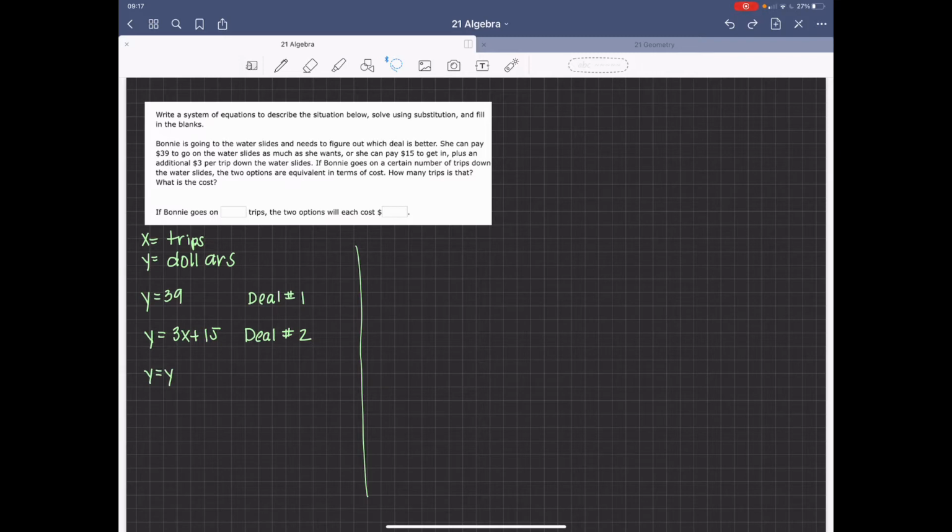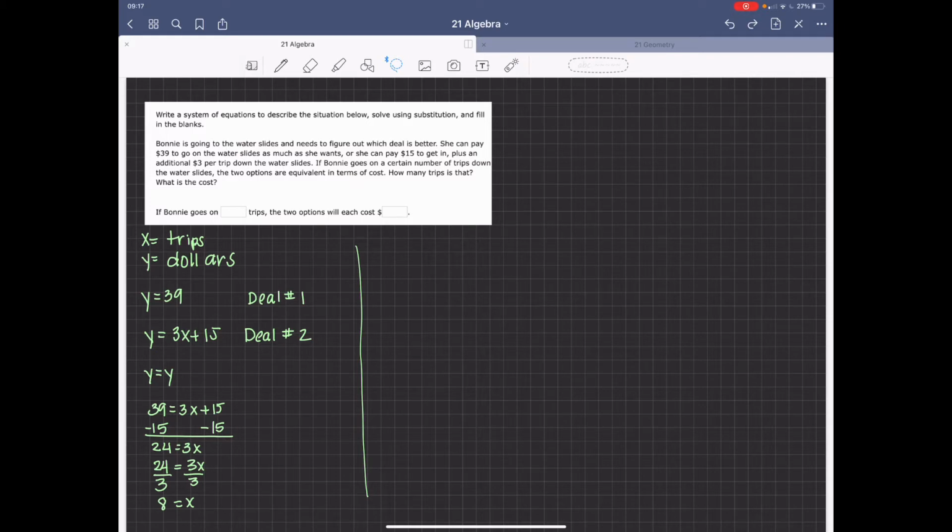So in this case, we know Y equals Y, so we want to solve for X. So I have 39 equals 3X plus 15. I'm going to subtract 15 from both sides, so I get 24 equals 3X. And then I'm going to divide both sides by 3, so X equals 8.